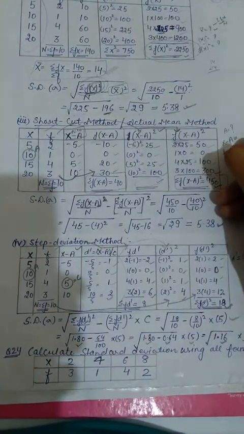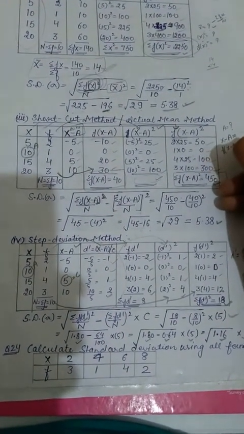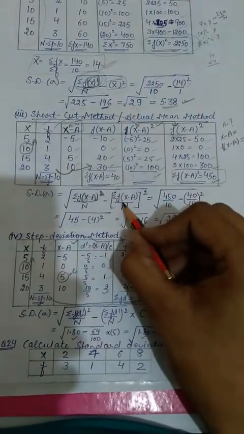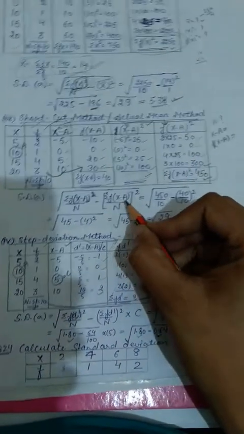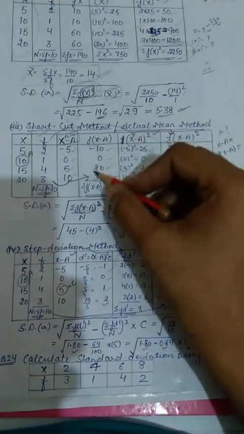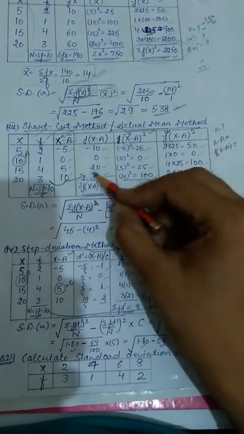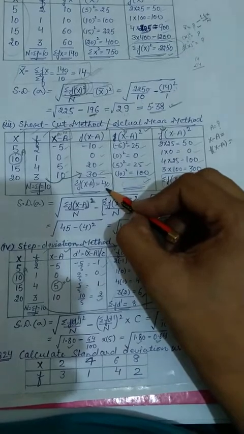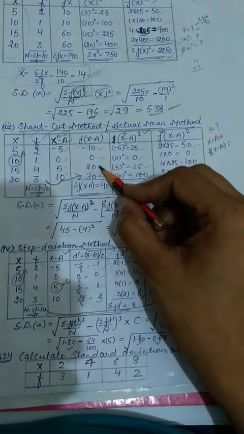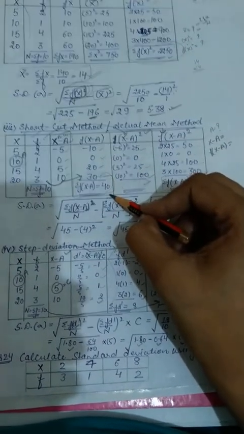Then you need the product of f into x minus a. So you will do the product, you will get minus 10, 0, 20 and 30, and this is the total which you will note, that is 40. 30 plus 20 will give 50, 50 minus 10 will give you 40.